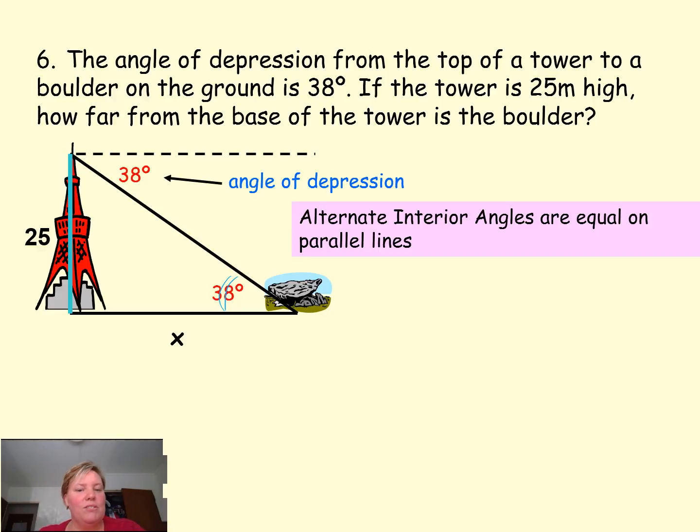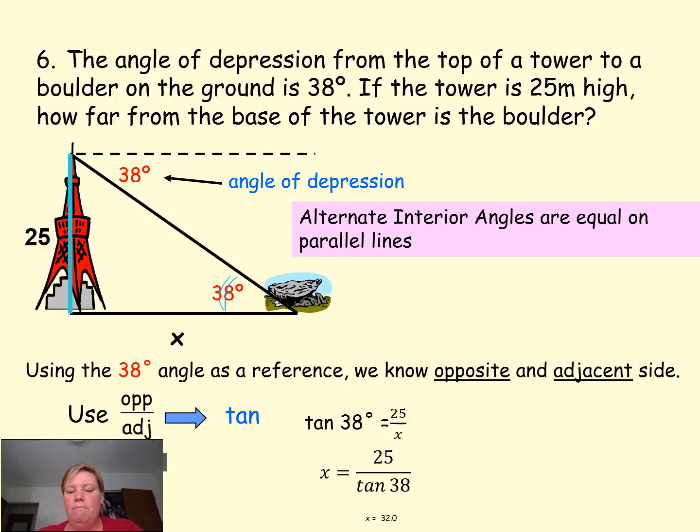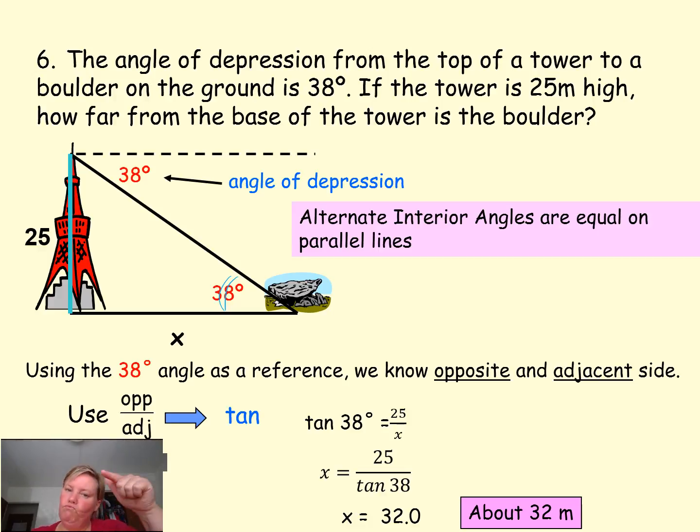Okay, so here we go. That one's 38 degrees. Let's put the information in. I'm looking for this distance along the bottom. We know the height of the tower. Here we go, opposite and adjacent. So that's obviously got to be tan. Let's shoot her up. Got it. It's about 32 meters. Draw a picture, label the picture, do the trig. Good luck.